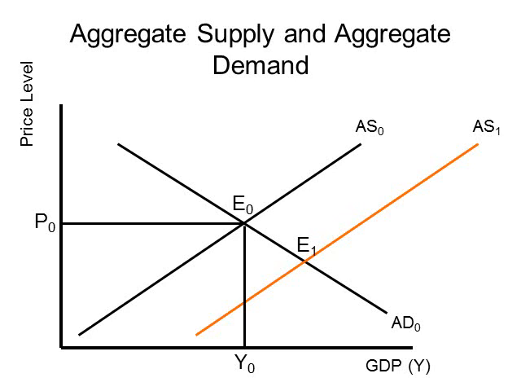If a line is drawn from the new equilibrium point E1 to the price level axis, a new equilibrium price level is found. Notice that the price level has decreased from P0 to P1. If we draw a line from the new equilibrium point E1 to the GDP axis, a new equilibrium GDP is found. Notice that the new equilibrium GDP Y1 is much bigger than Y0.